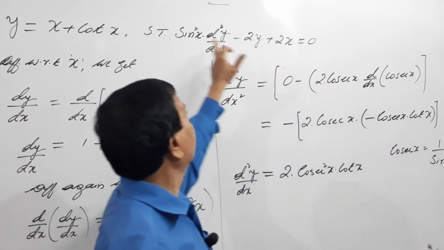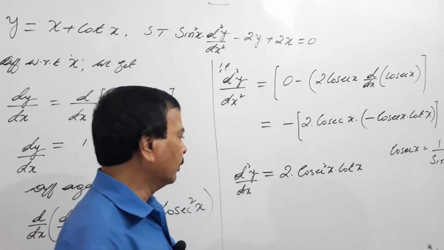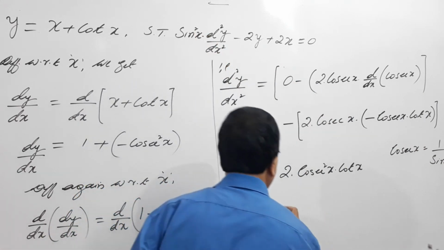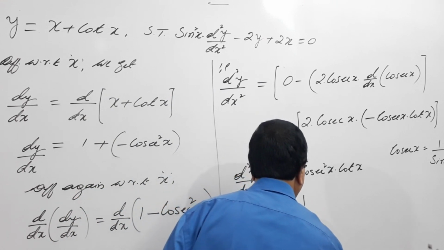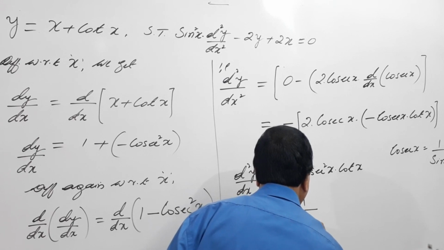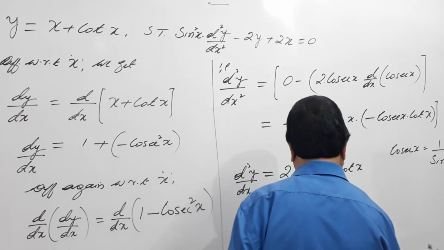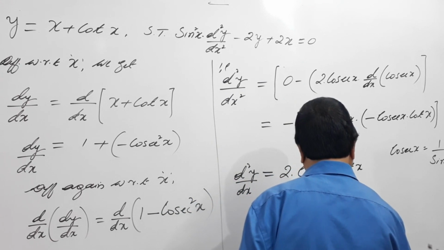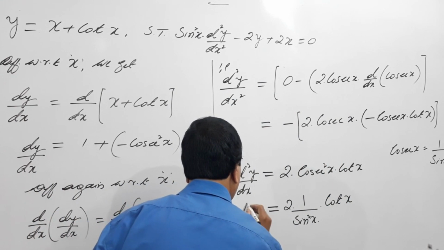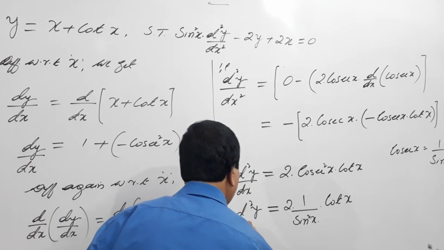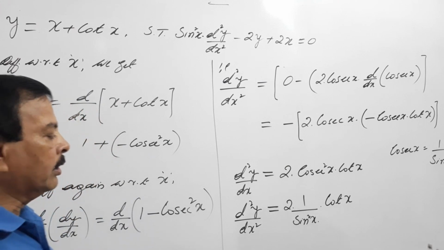What we want? We want sin square x, right? So how to go about it? I'll show you. I'll write this equals to 2 into 1 by sin square x into cot x. What is this? This is our d square y by dx square. We have got this.